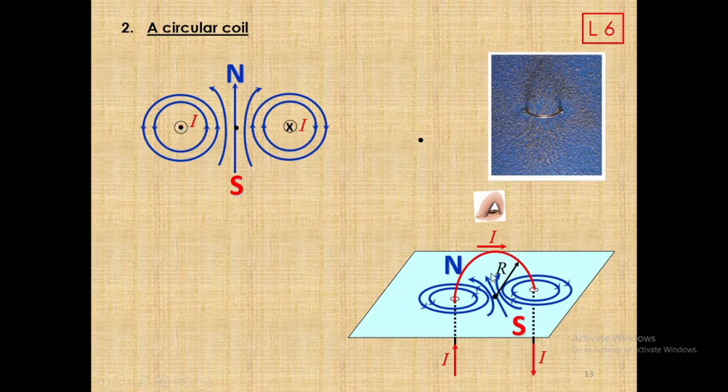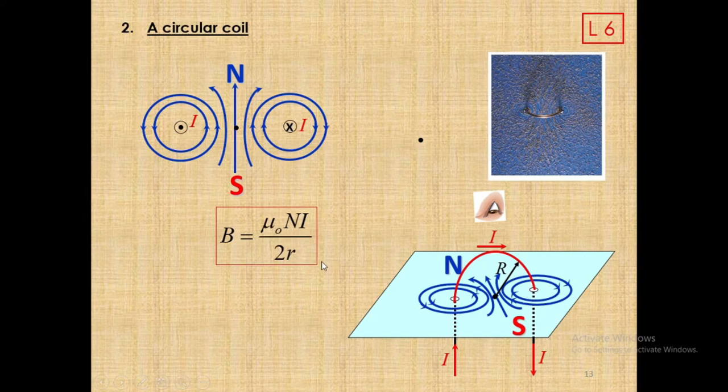If you refer to this diagram, the current is outside of the page. When the current is outside of the page, it will be a dot circle. And for the right side, the current flows into the page. So when it's into the page, we draw a cross circle. By using the thumb rule, we know that the direction of the magnetic field for the left side is anti-clockwise, while for the right side it is clockwise.